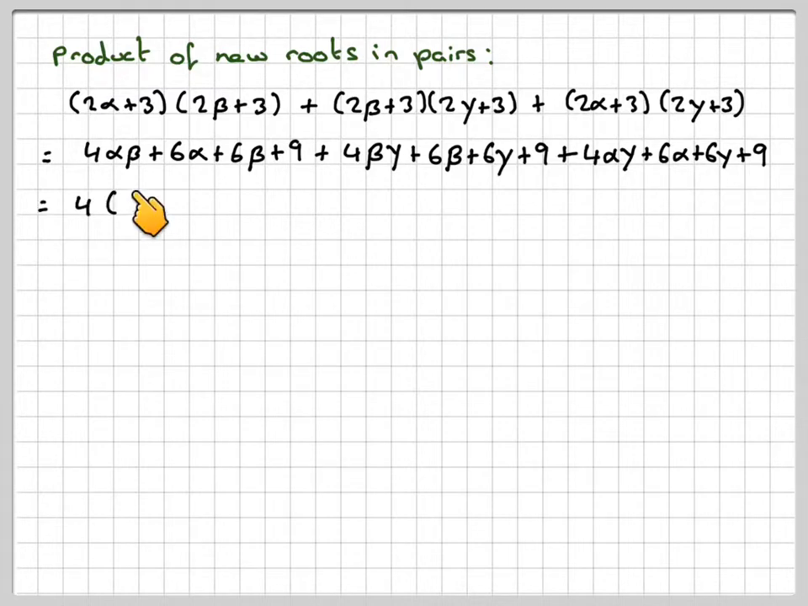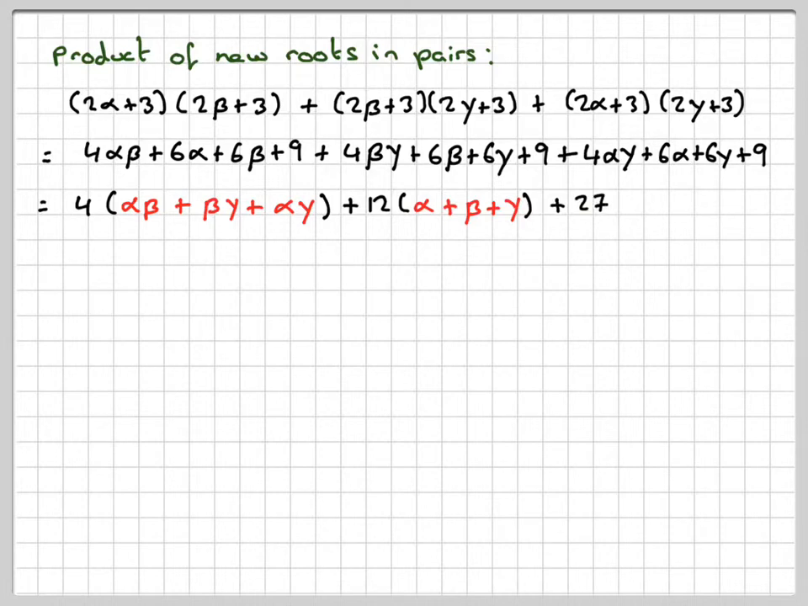So that's going to give 4 for the pairs of roots, alpha beta plus beta gamma plus alpha gamma, plus 12. Now it's 12 because you've got 6 plus 6, that gives you 12 alpha. You've got 6 beta plus 6 beta, that gives you 12 beta. And then we've got 6 gamma plus 6 gamma, which gives you 12 gamma. So it's 12 times the sum of the roots, which is plus 27. The value of that was minus 5 over 2, and the value for that was minus 3 over 2, and that gives plus 27, which actually gives an answer of minus 1.